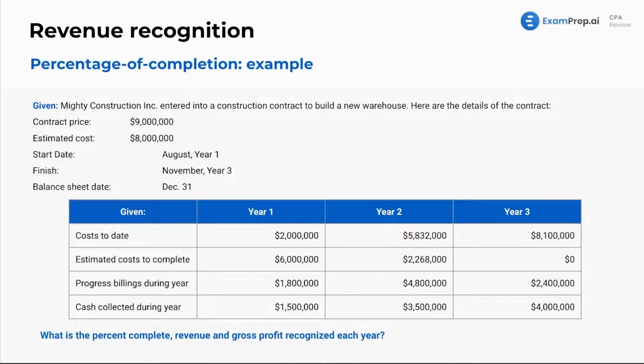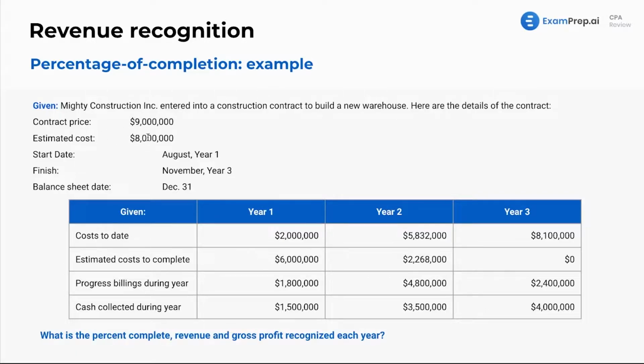Now, here is a big kahuna example. We'll dive in, same process as before. So, Mighty Construction Inc. entered into a construction contract to build a new warehouse. Here are the details of the contract. Now, contract price, this is our revenue.